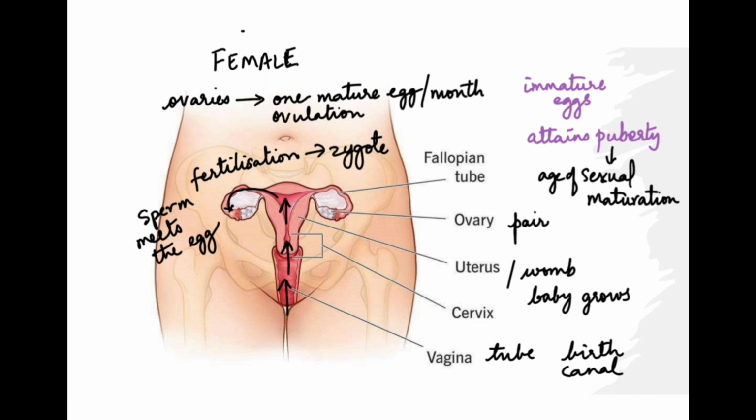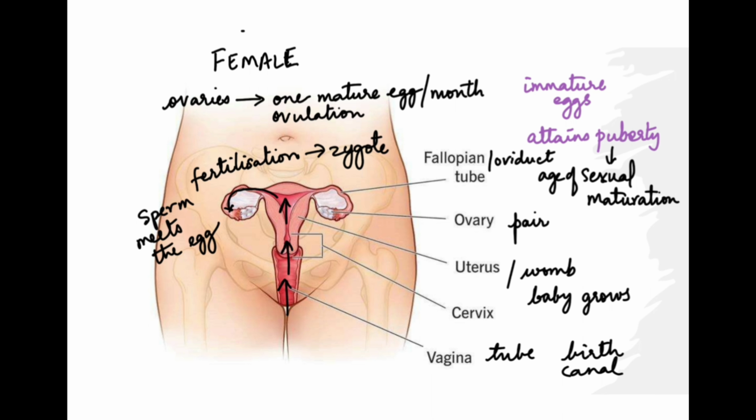The female reproductive tract consists of a pair of ovaries on either side which are connected to the fallopian tube or the oviduct. The fallopian tube in turn leads to the womb or the uterus, which is a bag where the baby grows. The lower end of the uterus which connects to the vagina is called the cervix, and then we have the vagina itself, which is a tube or a canal.